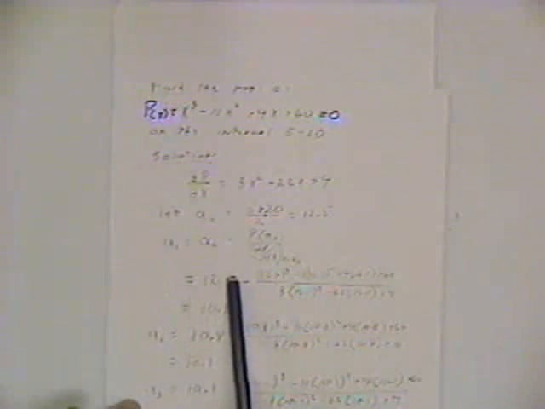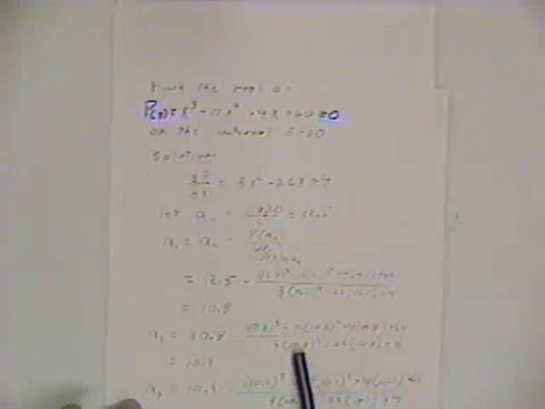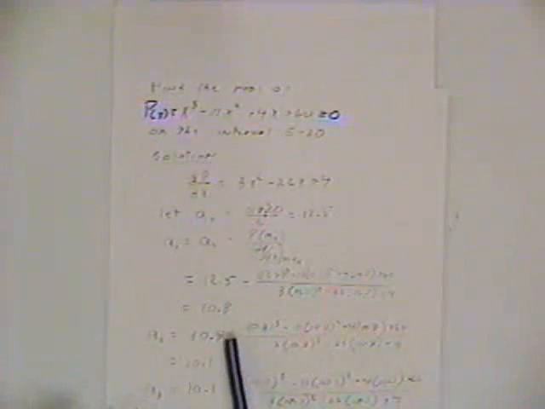That's not necessarily good enough. We had a pretty big jump between our first guess of 12.5 and our first improved estimate of 10.8, so we'll do it again. All right? We evaluate the function p of x at the value x equal 10.8. We evaluate the first derivative at a value of x equal to 10.8. Subtract that ratio from the estimate 10.8, and we come up with 10.1.